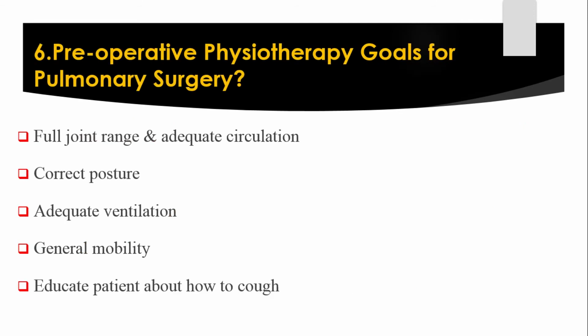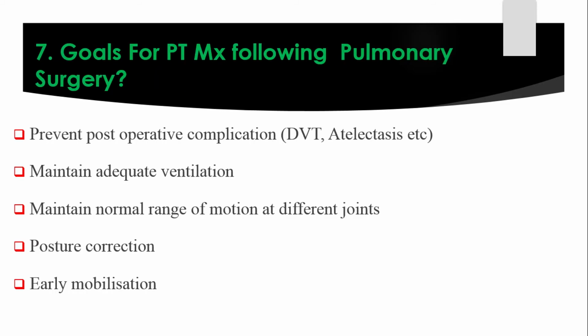Let's see question number 6, that is pre-operative physiotherapy goals for pulmonary surgery. Here, the goals are to maintain full joint range of motion, to maintain adequate circulation, to maintain correct posture, to maintain adequate ventilation, encourage general mobility, and educate the patient about how to do coughing. These are some of the preoperative goals of physiotherapy.